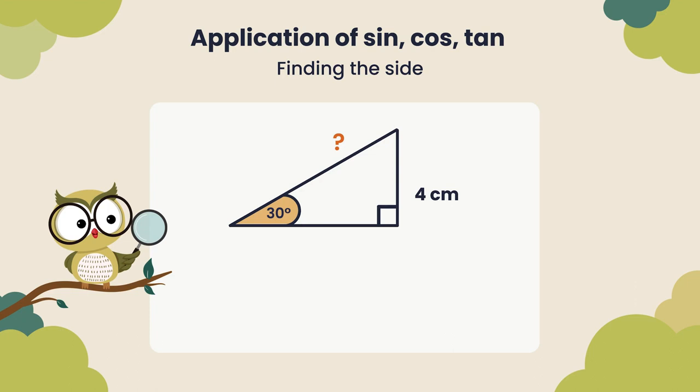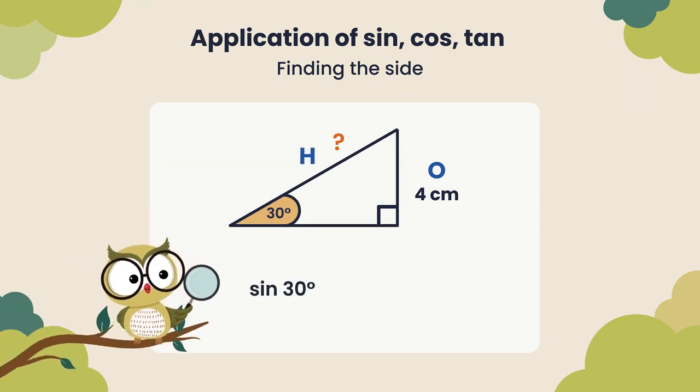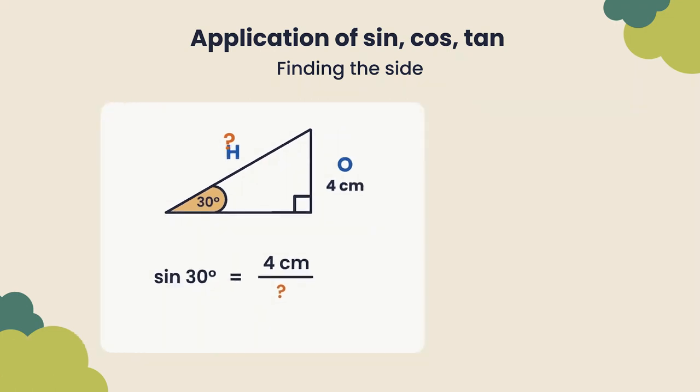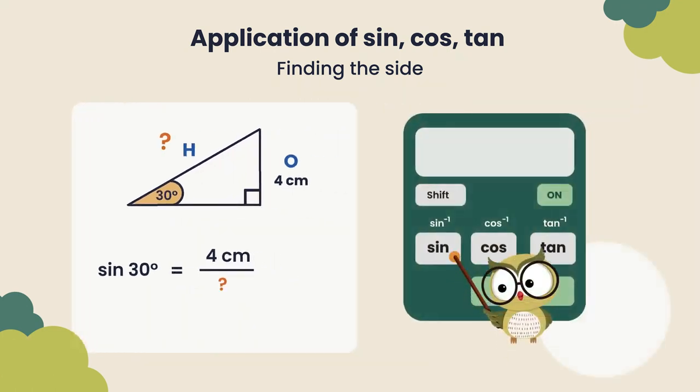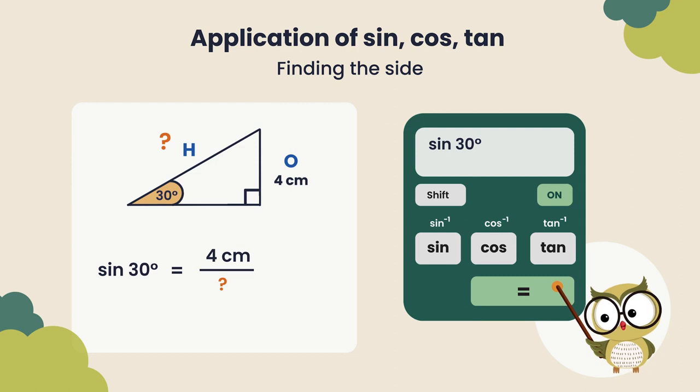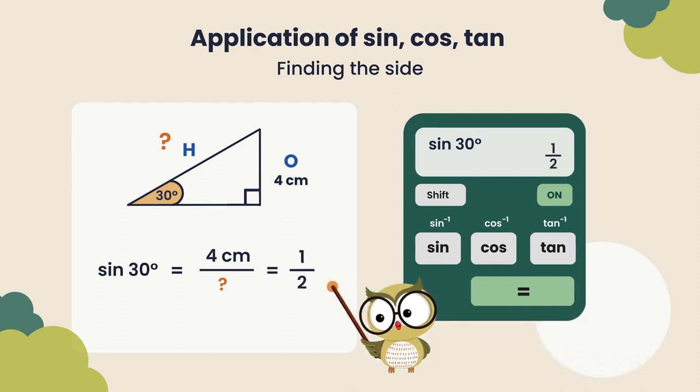Here in this triangle, we know an angle and its opposite side. To find the hypotenuse, we use sine. The sine of 30 degrees is equal to 4 centimeters, divided by the unknown. Knowing that the sine of 30 degrees is 1/2, we can solve this equation and find that the hypotenuse is 8 centimeters.